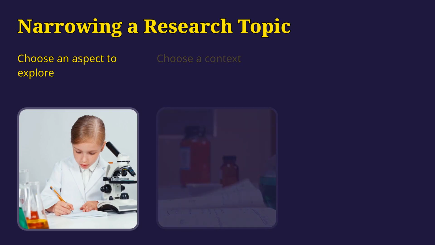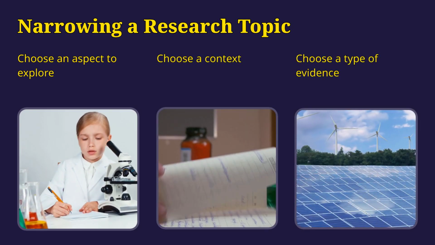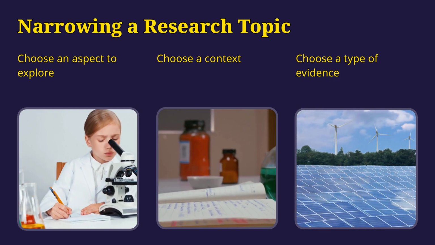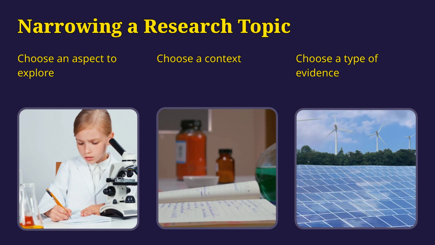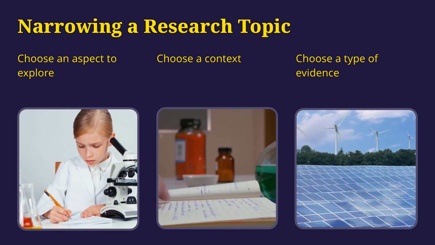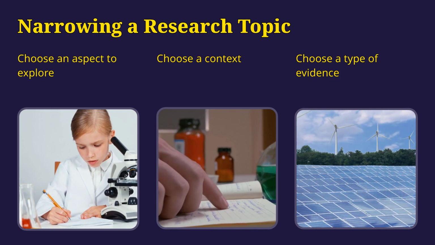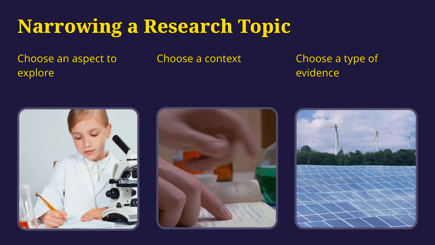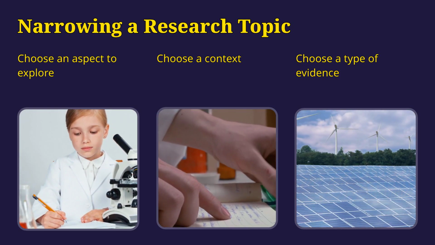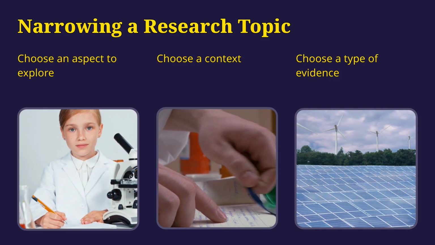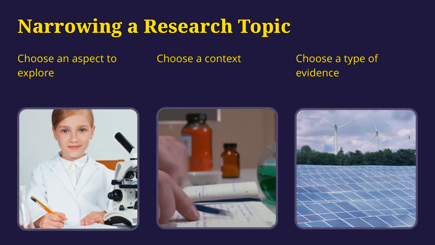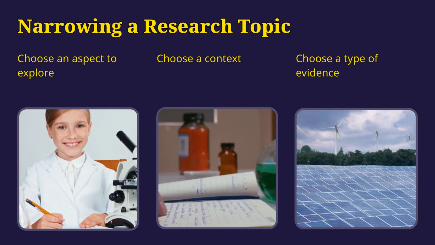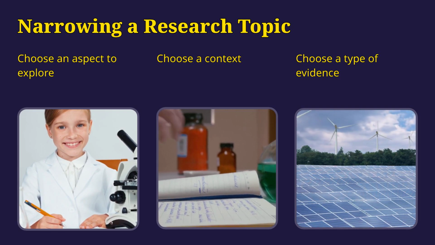To move from a topic to a research question, the researcher must make choices about which aspect to explore, in what context, and with what type of evidence. For example, the broad topic of climate change could be narrowed into a research question like, how have climate change policies affected renewable energy investment in Germany since 2010? This question is specific, focusing on policy effects. Limited in scope, renewable energy in Germany, and researchable, using policy documents, investment data, etc.